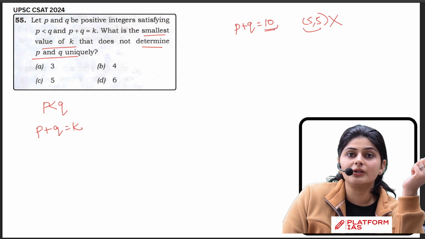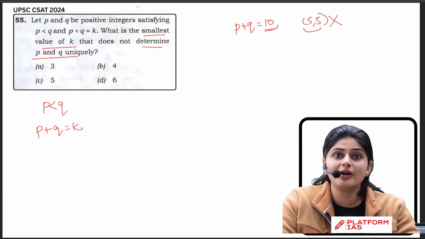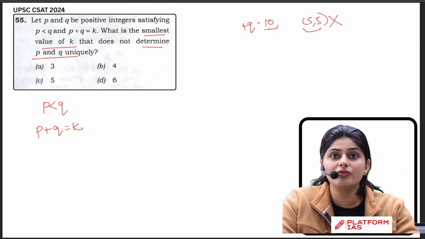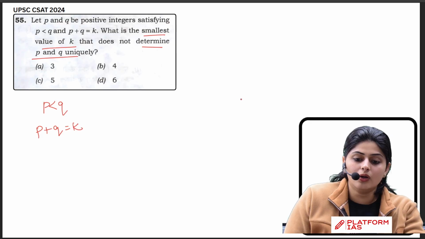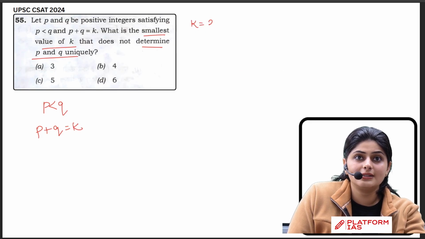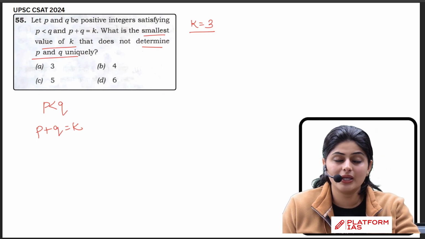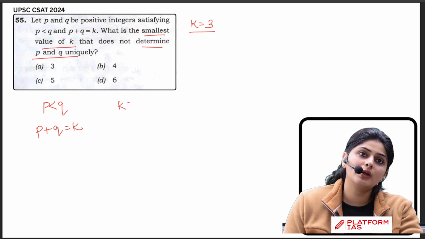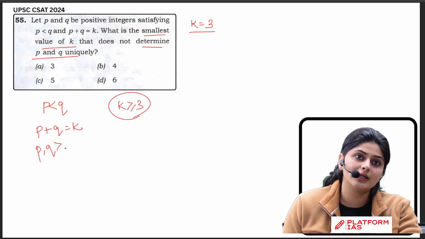So this cannot be the value of K. So this is the question: we have to find the smallest value of K for which we cannot determine P and Q uniquely. Now, K cannot be 2, K cannot be 1, because P and Q are positive integers. So K will have to be greater than or equal to 3, because P and Q are greater than or equal to 1.